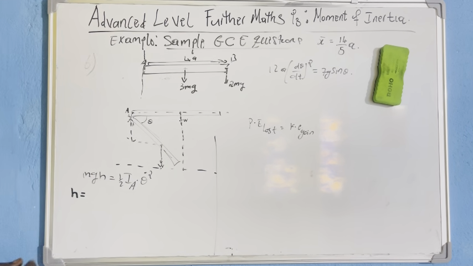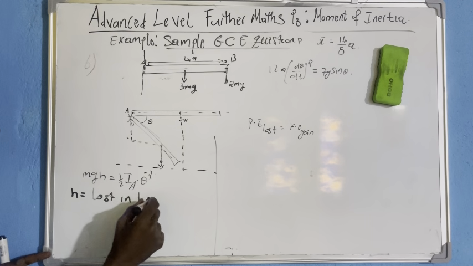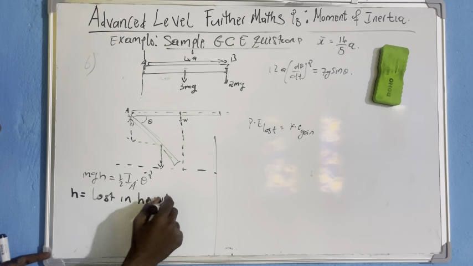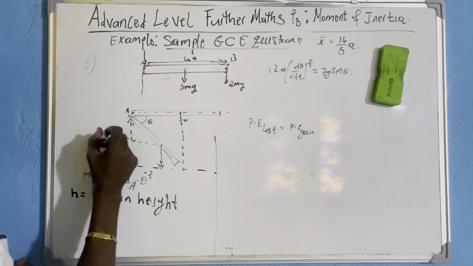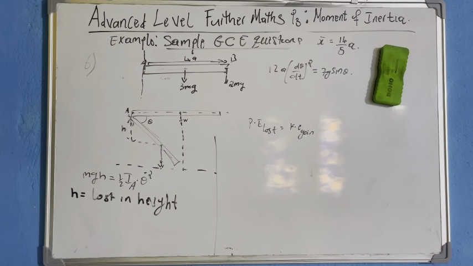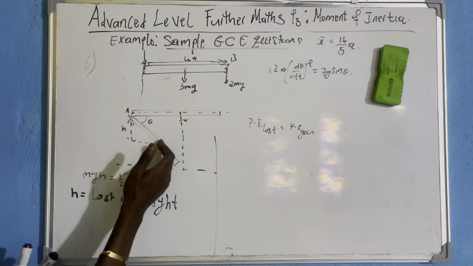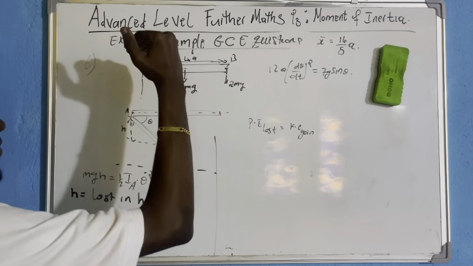The loss in height, that H represents loss in height. The loss in height here should be this distance. So this distance is H. This is the loss in height. It's okay because I will take this height minus this one, and I will have the loss in height. If I take my reference to be here down, it's okay. It means that the height has been reduced.